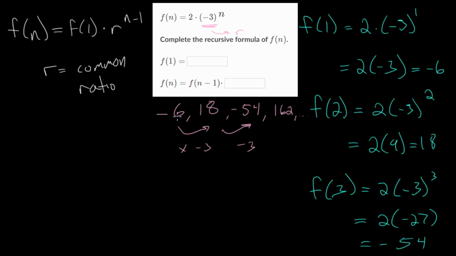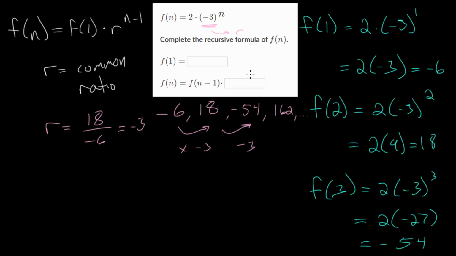So from here, once we have the actual sequence, now we can find the recursive formula. And if you didn't notice the pattern of what you're multiplying by, going from term to term, we could also find that by just taking one term and dividing by the number before it. We can choose any term we want. So let's go with the smaller numbers. 18, now we divide it by the term before, negative 6. And so you get negative 3, which is what we noticed.